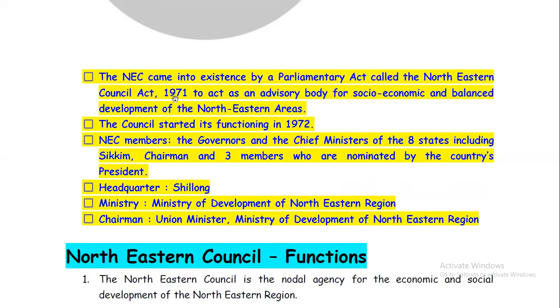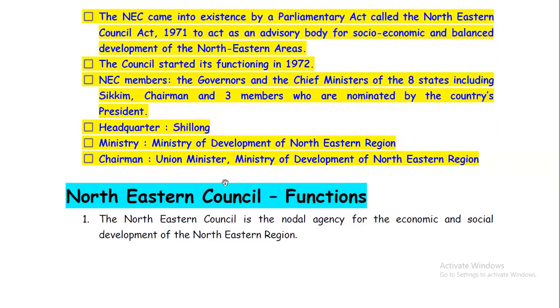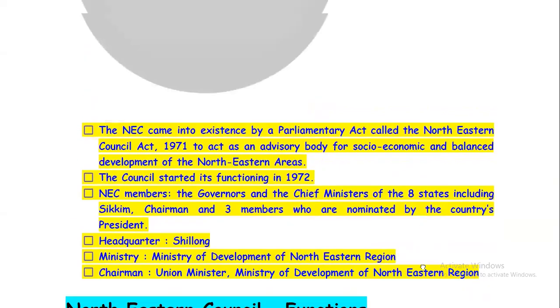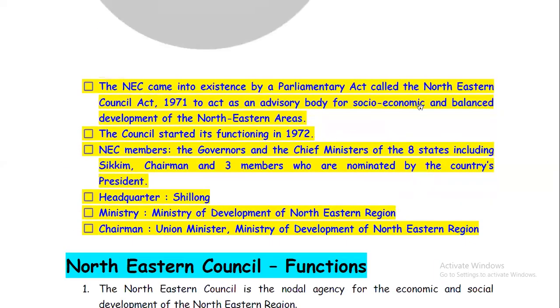Then this Northeastern Council has its headquarters at Shillong, and the ministry is the Ministry of Development of Northeastern Region. And who is the chairman? The chairman is the Union Minister, Ministry of Development of Northeastern Region. Now, what are the functions of this council? You just got it that this is an advisory body for socio-economic and balanced development of the Northeastern area.